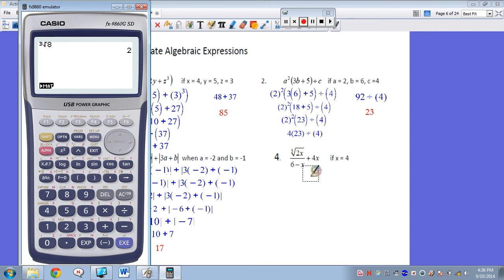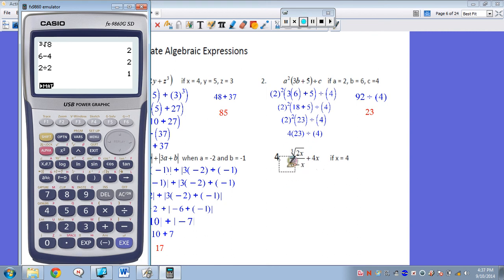Then I'm going to plug in 4 in the denominator. So 6 minus 4 is 2. So your numerator is 2 and your denominator is 2. So now that you have the numerator and denominator, now you divide them. So 2 divided by 2 is 1. So this fraction right here is 1.